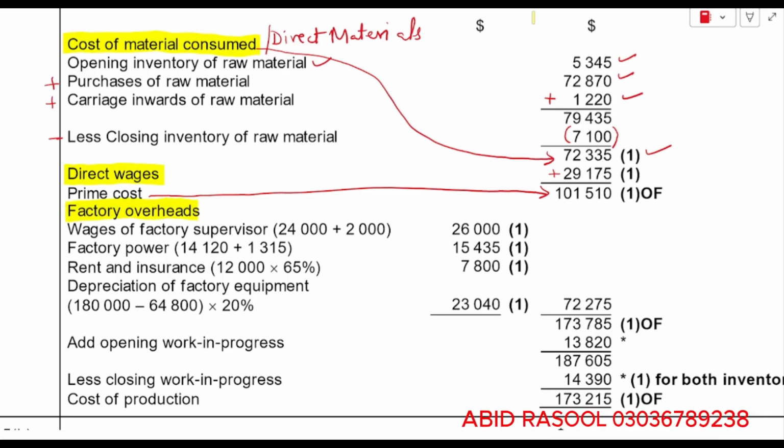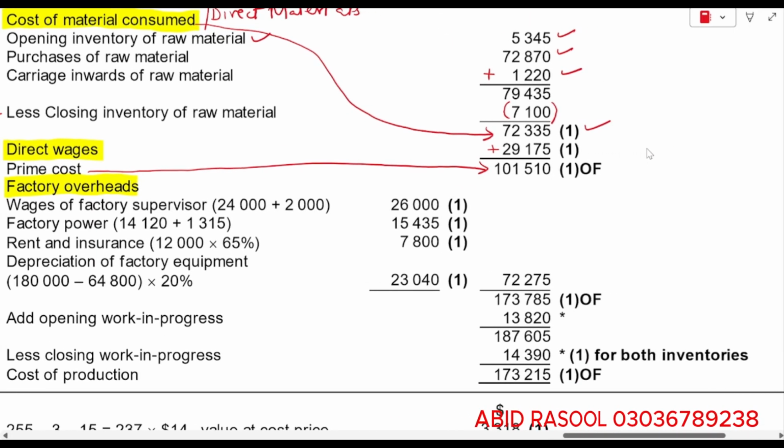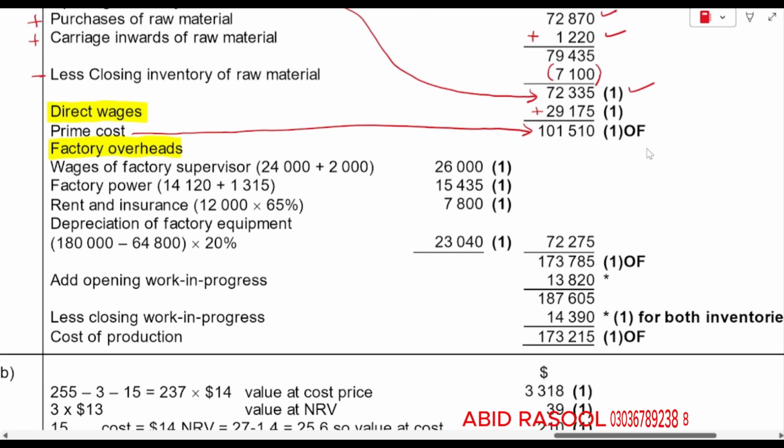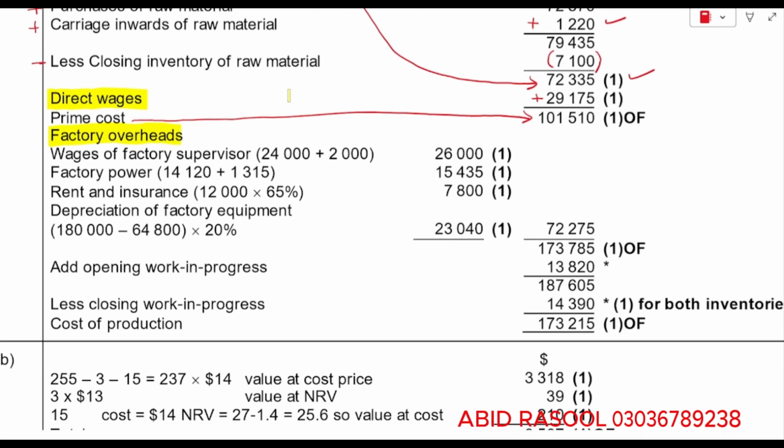Next heading is factory overheads. Factory overheads are the indirect expenses, all indirect expenses that we cannot calculate for each product, that how much of this expense will be charged to each product. These are called factory overheads.